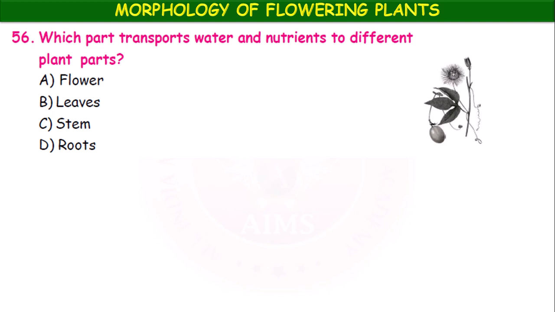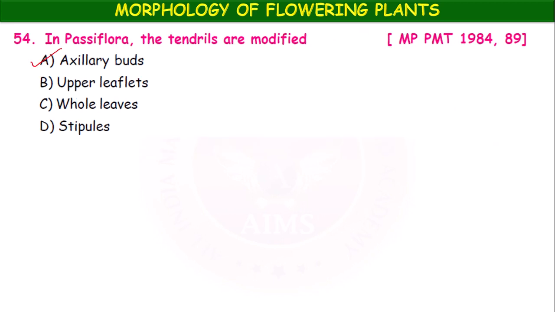Which part transports water and nutrients to different plant parts? Flower, leaves, stem, roots. Actually, this is not related to this question. Once again, let us go back. The diagram comes here. Axillary bud. In Passiflora, the tendrils are modified axillary buds.